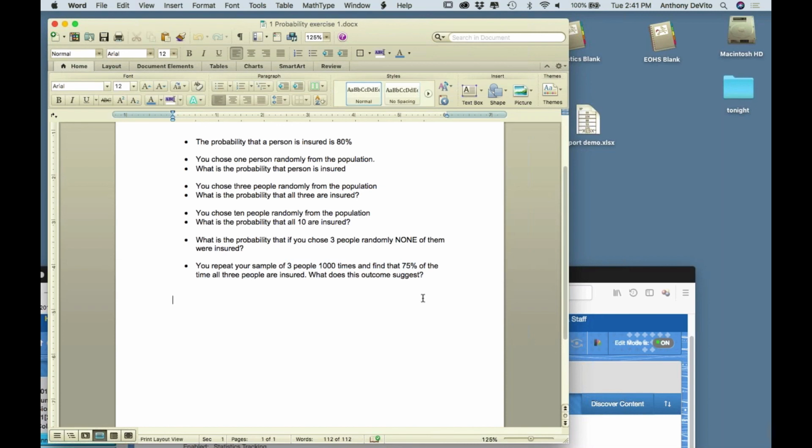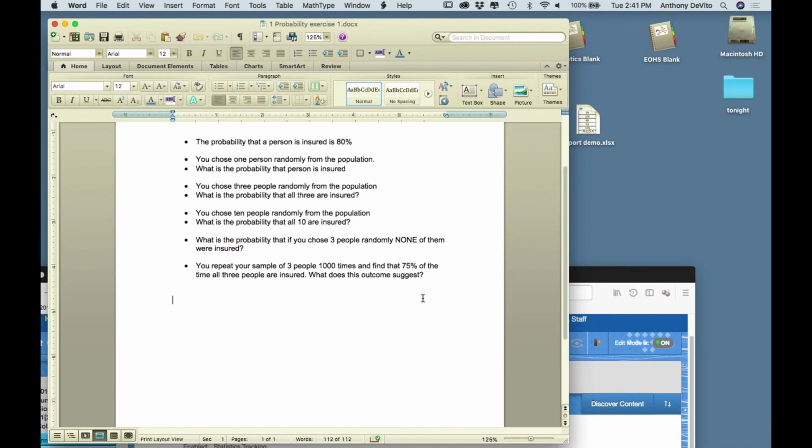What if you actually do it and find that 75% of the time all 3 are insured? What does that tell you about your initial assumption? They're not independent, right? Why might they not be independent? Well, let's say the way you did your random sample is you just took the next 3 people that walked up the street, then you waited 20 seconds, you took the next 3, and so on and so forth. Well, people that are walking in a group might be all insured together. If they're a family and one of them is insured, chances are that the whole family's insured, right? Maybe they're coworkers and they all work for the same company and they're all insured.